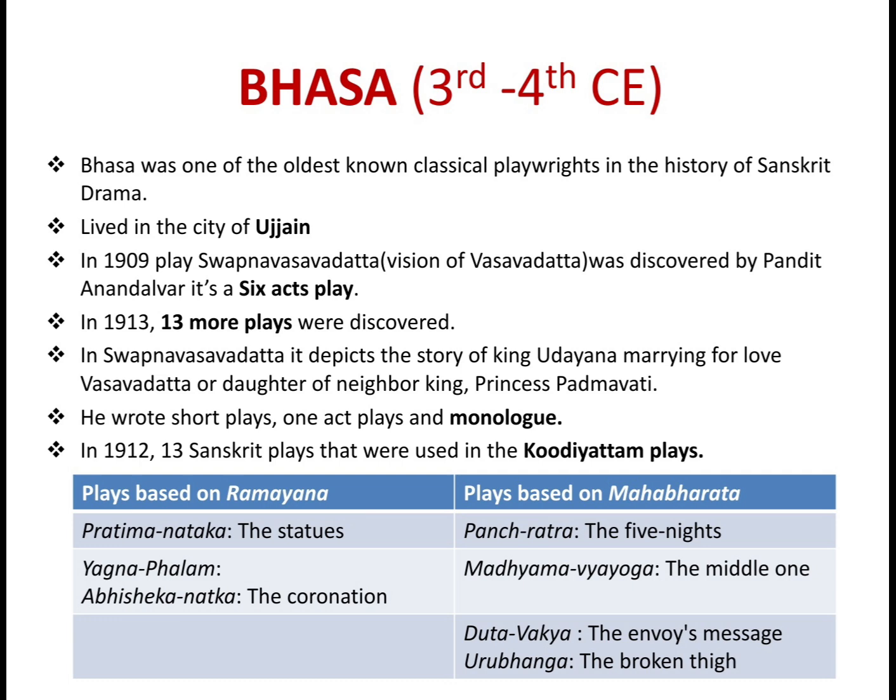He lived in the city of Ujjain. In 1909, the play Swapna Vasavadatta, Vision of Vasavadatta, was discovered by Pandit Ganapati Shastri. It's a 6-act play. In 1913, 3 more plays were discovered. In Swapna Vasavadatta is depicted the story of King Udayana marrying for love Vasavadatta, the daughter of a neighboring king, Princess Padmavati. He wrote short plays, a 1-act play and monologue.